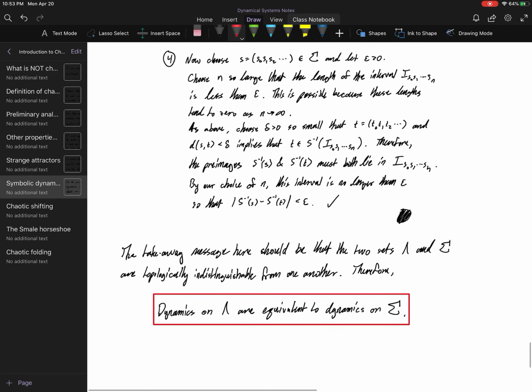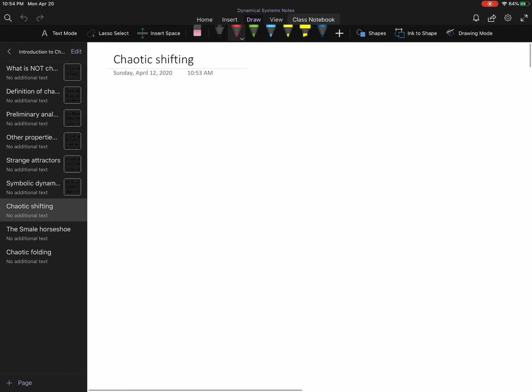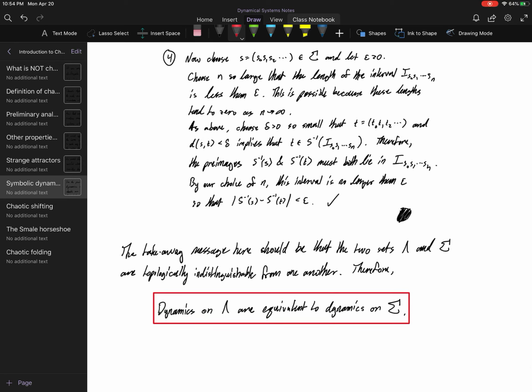All right, this video is very, very technical, so I'm going to go ahead and say that we're done for right now, and that's not at all because I haven't written any notes for the next section, so don't worry about that. The takeaway message from this video and the previous one is that the two sets, lambda and sigma, these two metric spaces, are topologically indistinguishable from one another. They behave exactly the same way from a continuity standpoint. Therefore, whatever dynamics we see on lambda are equivalent to the dynamics that we're going to see on sigma.